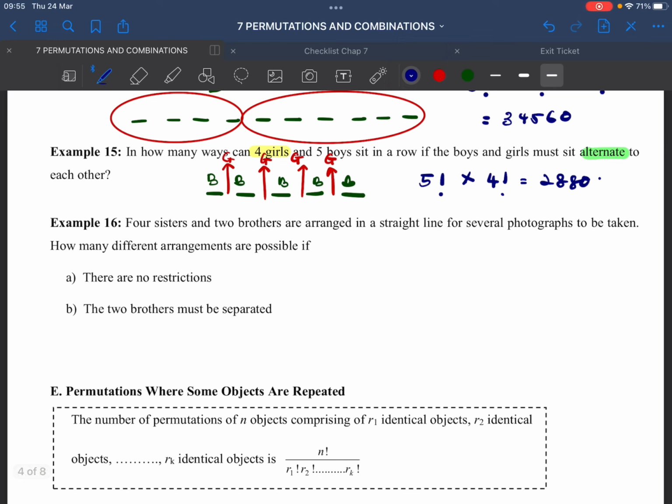Example 16. 4 sisters and 2 brothers are arranged in a straight line for several photographs to be taken. How many different arrangements are possible if there are no restriction? Okay, straight away, if the question said no restriction, apa yang kamu ada, which is 4 sisters and 2 brothers combined together ada 6. So that's going to be 6 factorial. 720.